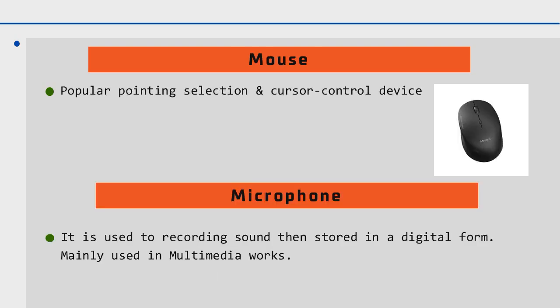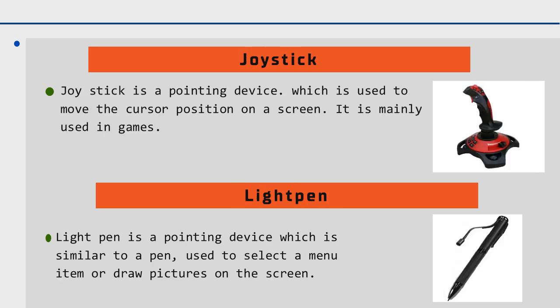Mouse, a popular pointing, selection and cursor control device. Microphone, it is used for recording sound, which is then stored in digital form. Mainly used in multimedia works. Joystick. Joystick is a pointing device which is used to move the cursor position on a screen. It is mainly used in games.